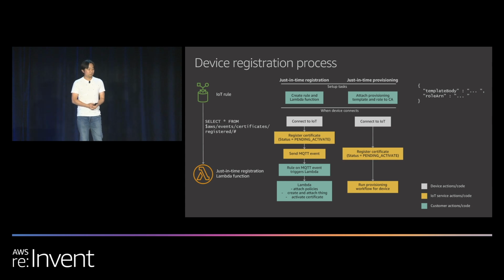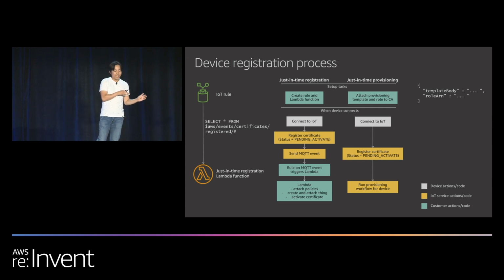Okay, so let's start from the registration process. For device registration, there are two options you can choose. One is just-in-time registration, and the other one is just-in-time provisioning. For just-in-time registration, you need an IoT rule and a just-in-time registration Lambda function. And for just-in-time provisioning, what you need is a provisioning template and role, which is attached to your CA certificate. Both of them are going to be triggered when your devices with new certificates are trying to connect to AWS IoT Core. Then AWS IoT Core is going to manage the rest of the process.